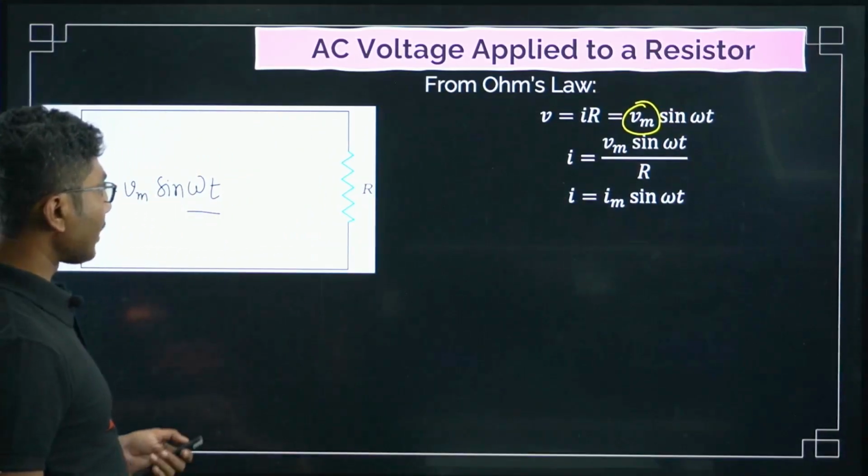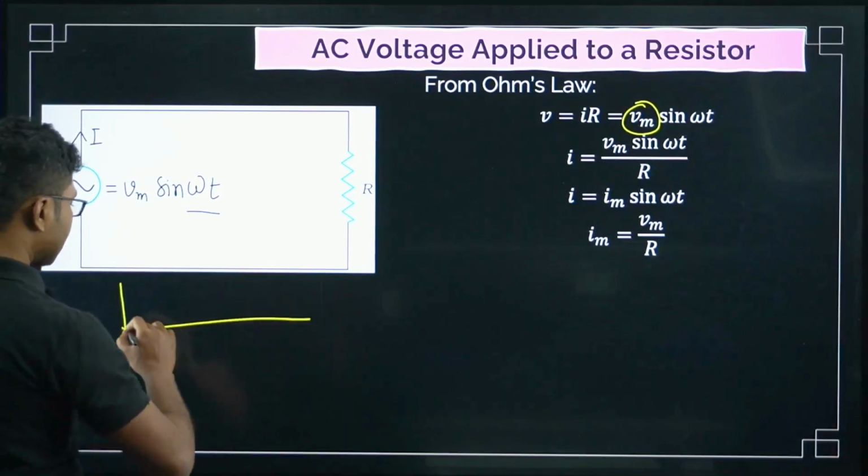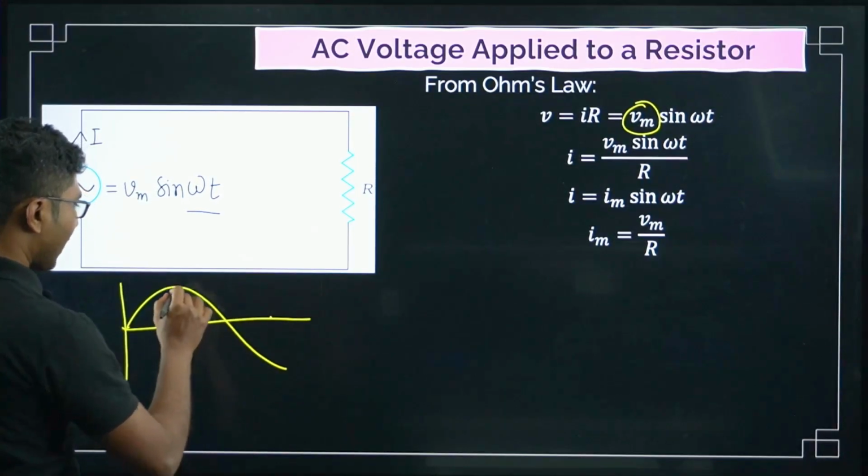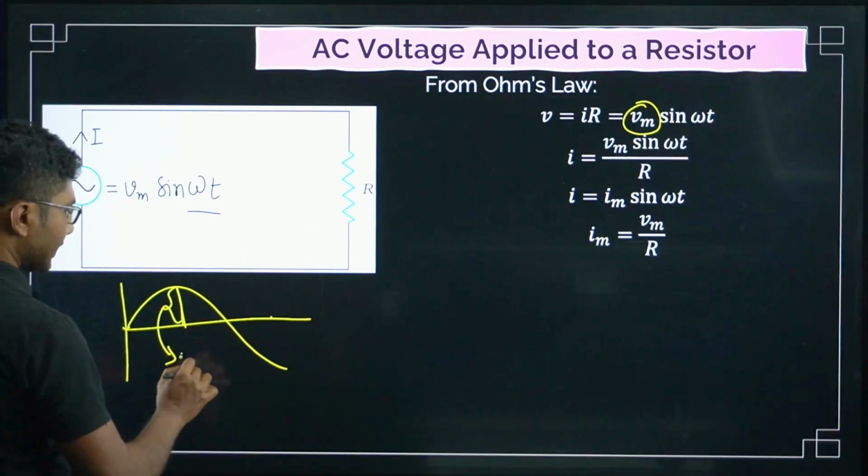If you go back to our previous example where I drew the AC voltage, this is the maximum value, this is called the amplitude. If you remember from the chapter on waves, this is basically Vm.